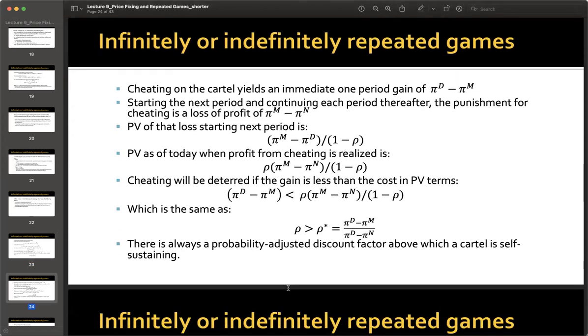This next slide sort of interprets what you've been talking about so far. So cheating on the cartel yields an immediate period gain of this. Starting next period, the punishment for cheating is a loss of profit of this much. The present value of that loss, itong loss, is this. The present value as of today when profit from cheating is realized is this one. Okay. You just multiply it by rho because you're turning it into the present value. Cheating will be deterred if the gain is less than the cost in PV terms. So this is the gain from deviation and this is the cost of deviation, which will give you exactly the same derivation here.